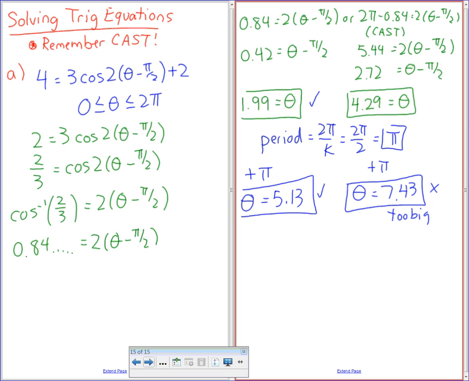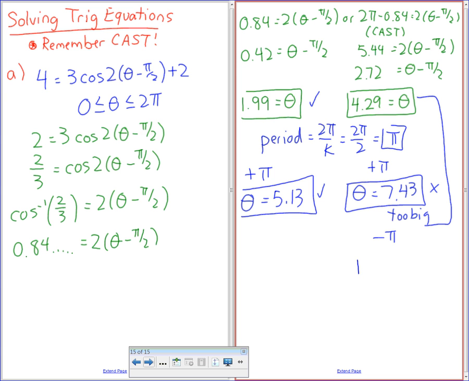Somebody tell me why that answer is too big. Yeah, it's got to be between 0 and 2 pi. So how do I make that 4.29 or something that I like? Somebody help me here. Yeah, you can minus pi, right? You can add or subtract for this. So instead what I'm going to do is I'm going to do minus pi.